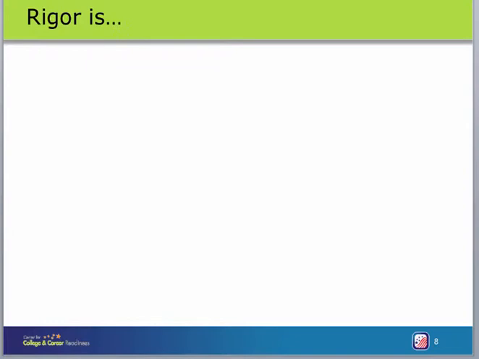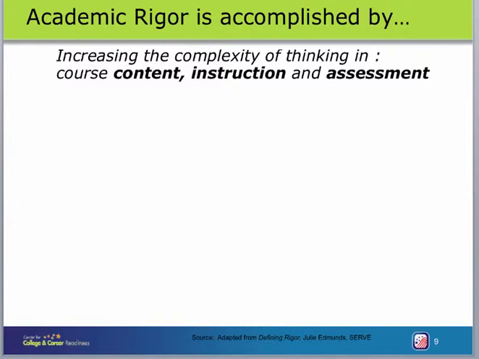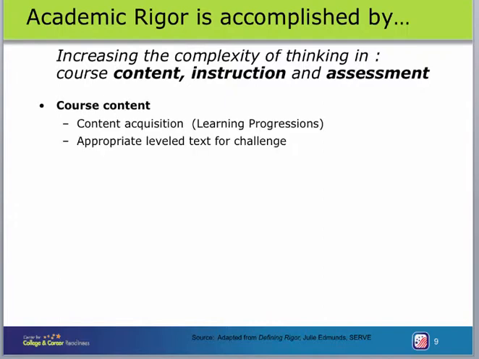So, the first question, rigor is, and this comes from Barbara Blackburn, as you can see, creating an environment in which each student is expected to learn at high levels, they're supported so they can learn at those high levels, and they demonstrate their learning at high levels. Academic rigor is accomplished by increasing the complexity of thinking, and it's not just in our assessments, but it's also in our content, in our instruction, and our assessment.